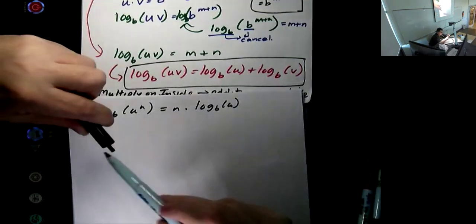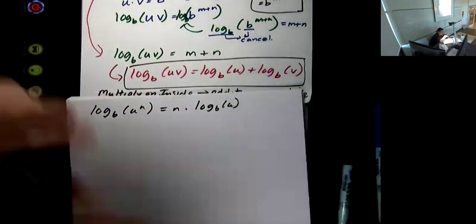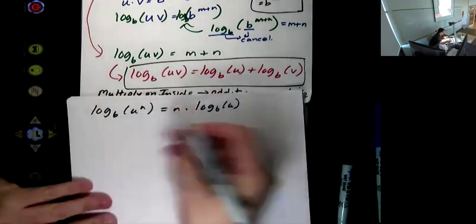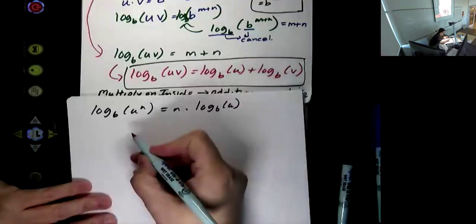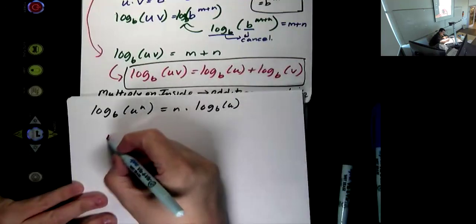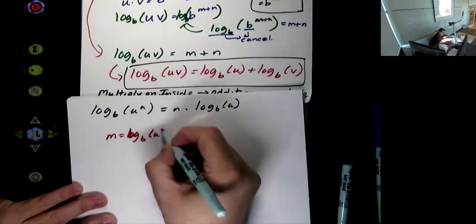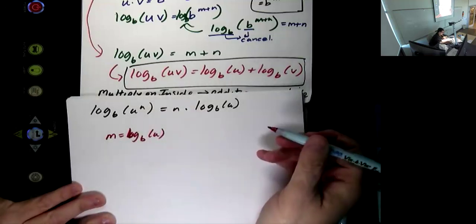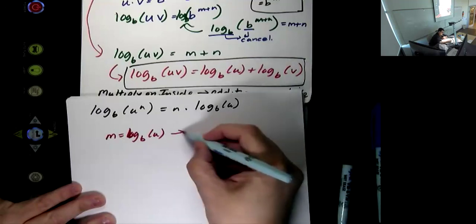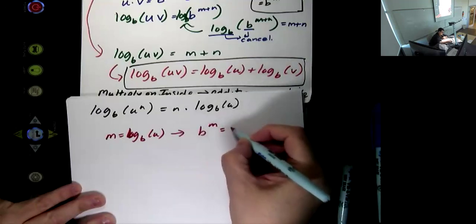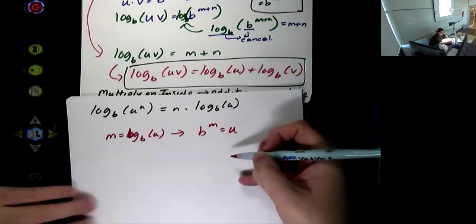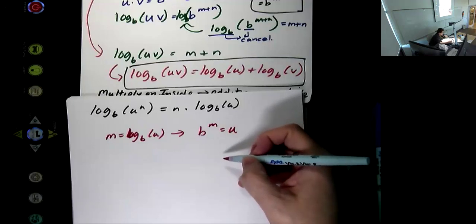So that's the one we're trying to show. What we're going to start off, we're going to say, let's go with M equals log base B of U, so that B to the M equals U. The same setup we had in the last one, we don't need the N in there, we're going to leave that alone.